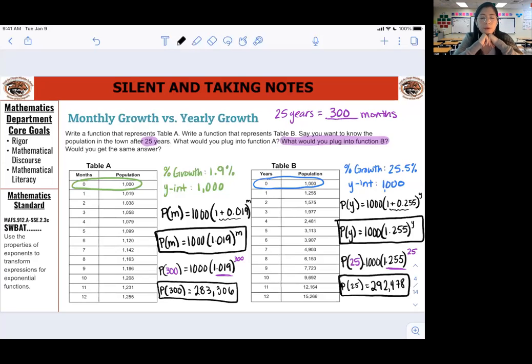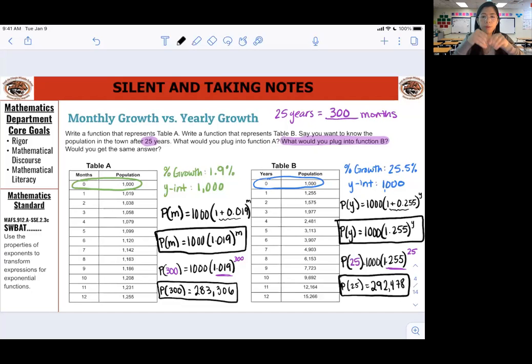Okay. So let's actually think about what we did. We had two different functions, right? They have different numbers in them, and they represent the same town, the same situation. The way this works is that the rate, which rate is smaller, the monthly rate or the yearly rate? Monthly. Good. The monthly rate is smaller, so we had to plug in a much bigger number, right? We plugged in 300. The yearly rate is much larger, but we were able to plug in a much smaller number.